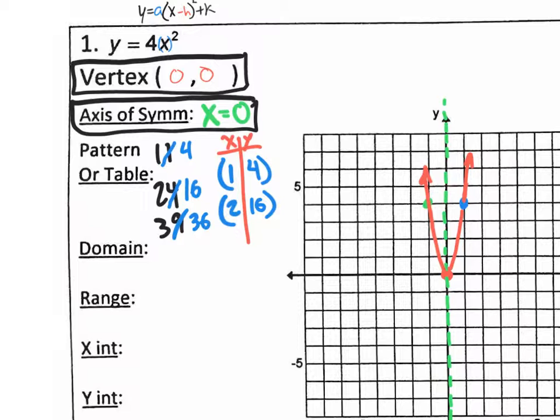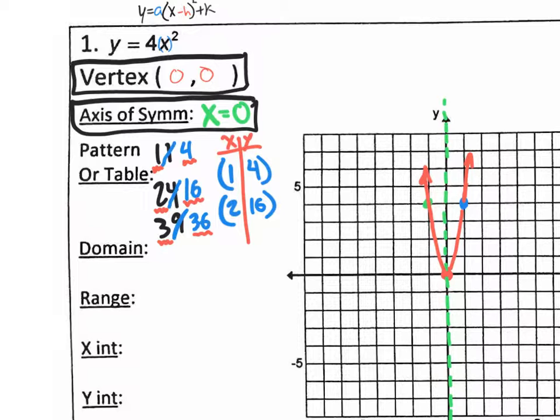Okay? So check out how the pattern works. Instead of 1, 1, it's going to be 1, 4. Instead of 2, 4, it's going to be 2, 16. Instead of 3, 9, it's going to be 3, 36. So from the vertex, I want to go 1 over and 4 up because it says 1, 4. And it does get me there. 1 over, 4 up gets me right there. Now if I go to the next one, 2, 16, I go 2 over, 16 up. That'll get me to the next one way off the graph.